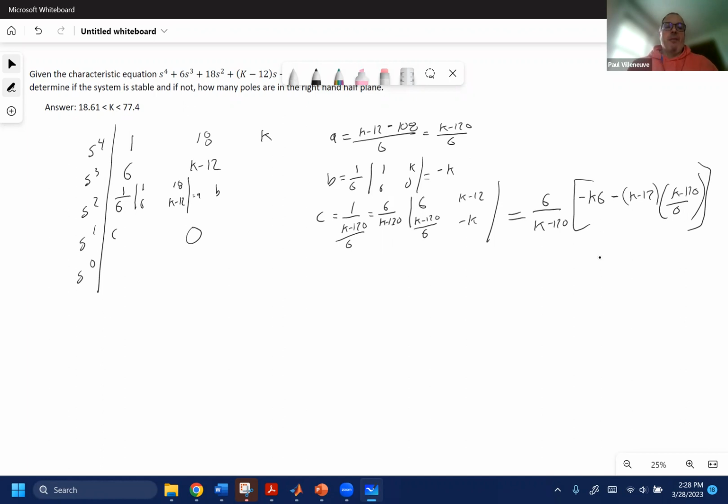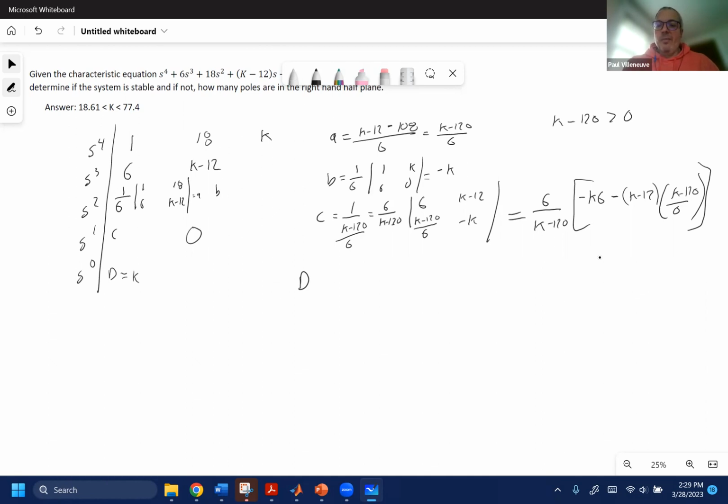And then our last one is D, which is over here. Our D term, we don't have to do any work. We could just say that it's that last coefficient. It's equal to 12. So now, what we need to say is K minus 120 has to be greater than 0 for my A term, and my C term.